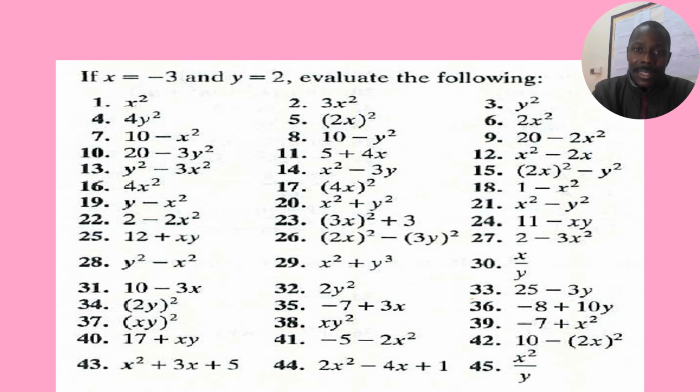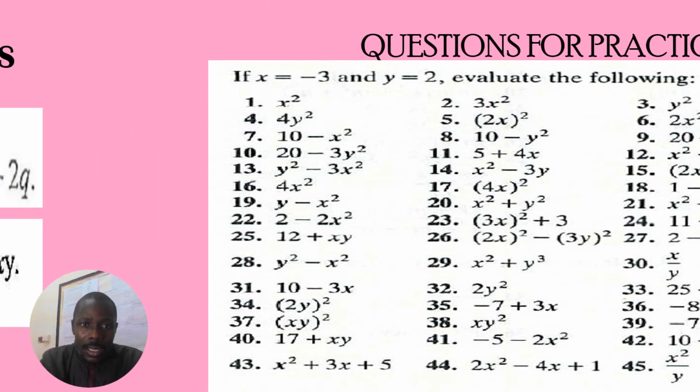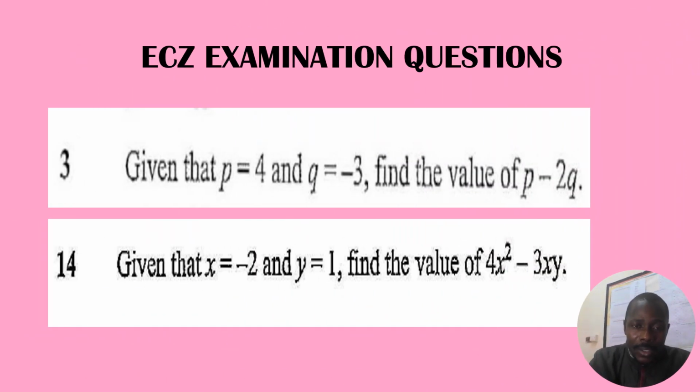Let's look at some ECZ questions and see how best we can do them. Here we are, ECZ questions. This was question 3 in ECZ past paper, grade 9 level. So given that P is equal to 4 and Q is equal to -3, find the value of P minus 2Q.